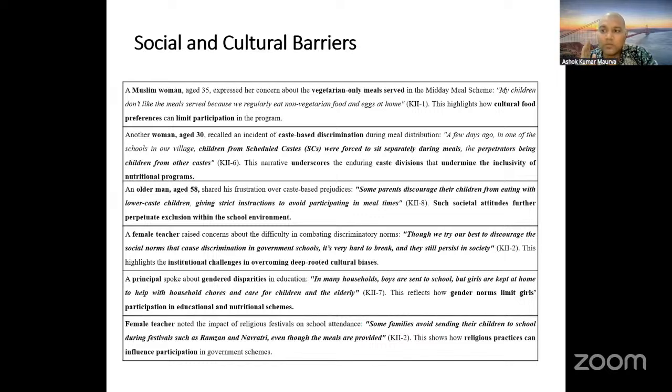So when this happens, they try to negotiate in the process and even discourage such behavior on the campuses. One of the parents, aged 58, said that some parents discourage children from eating with other social groups. So these social and cultural barriers learned outside the classroom now come into the classroom and become a barrier for such schemes. This can be understood and seen through this narrative.